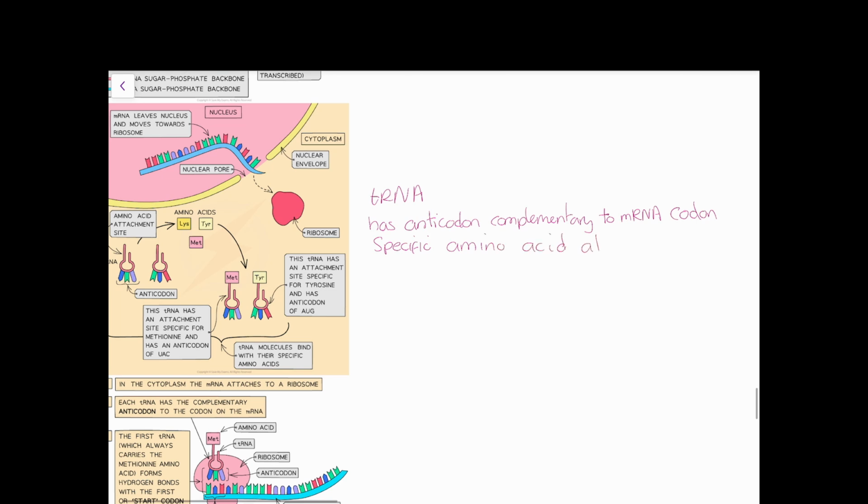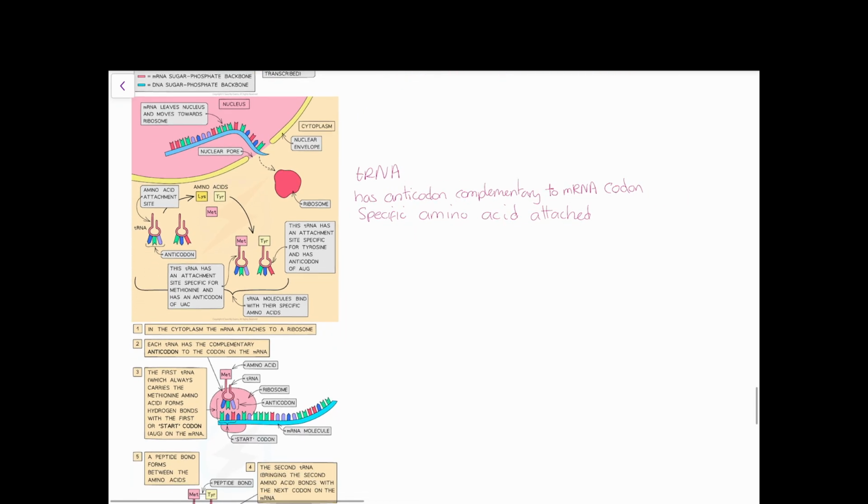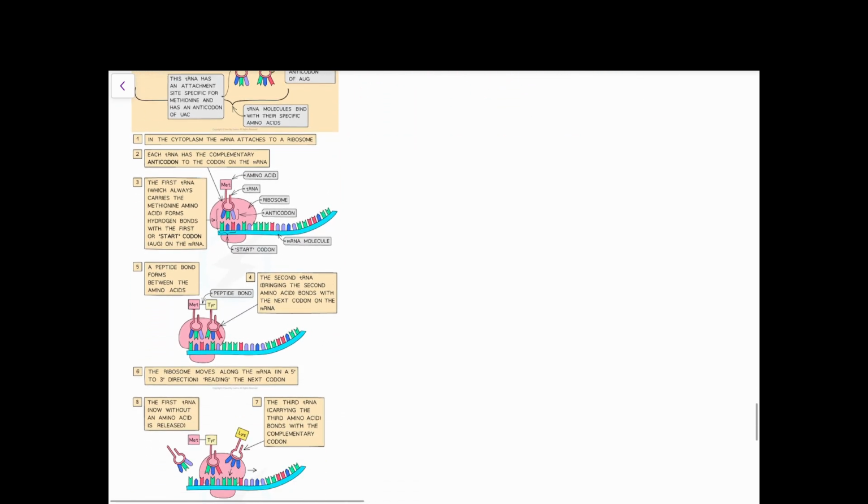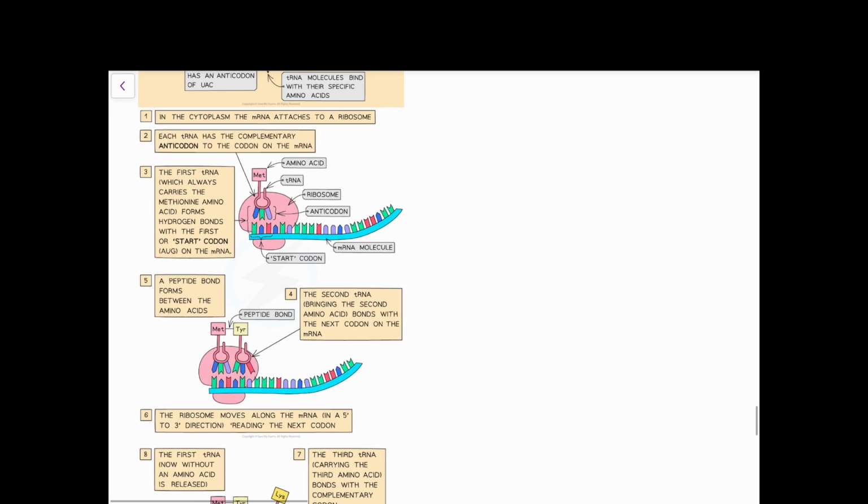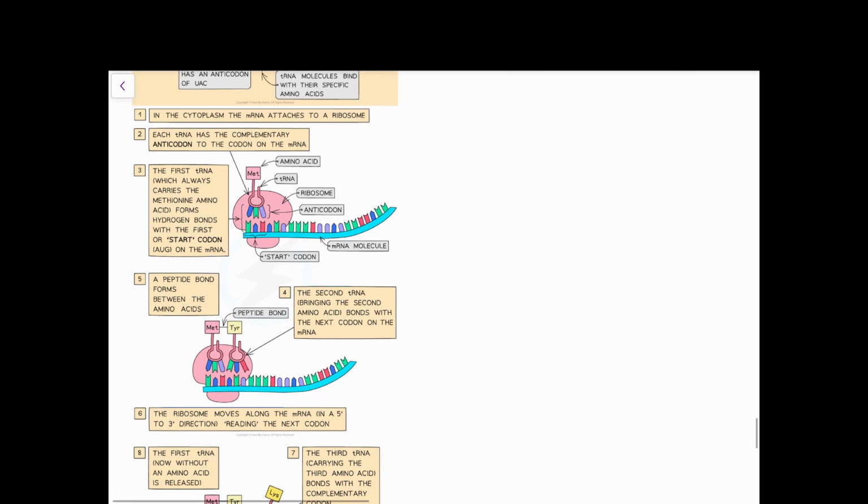On the other end of the tRNA, it will have a specific amino acid, and that will be the amino acid that is coded for by the codon that the anticodon is complementary to. So that makes sure that the tRNA brings in the correct amino acid to join to the growing polypeptide chain, so to form new peptide bonds and to form that growing polypeptide chain and to determine that primary structure of the protein.